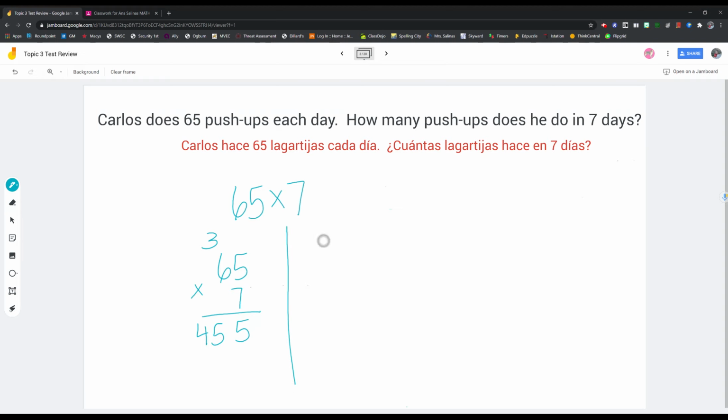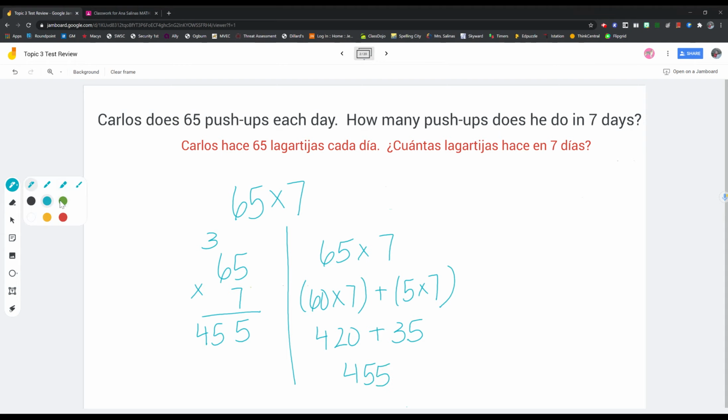Or your child might want to break apart the number. So 65 would be broken into 60 and 5. And then we multiply. 60 times 7 is 420 plus 35. And then if I add these two up, I get 455. So on this one, we break apart the largest number into 2 numbers, 60 and 5. Why 60 and 5? We try to keep the tens. So a 6 is equal to 60 in the tens place, and a 5 in the ones place is a 5.